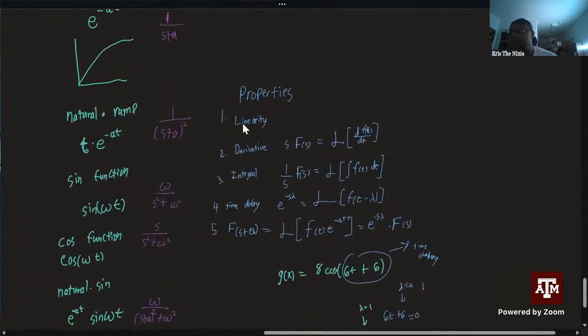Then we had our properties. You had your linearity property, which is basically just going to be a line.